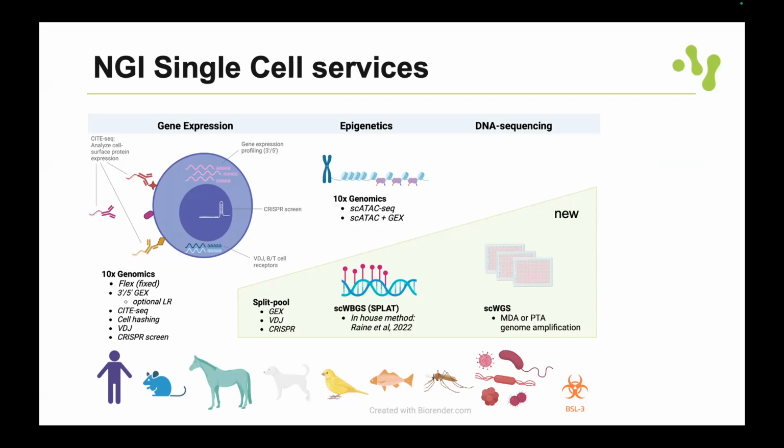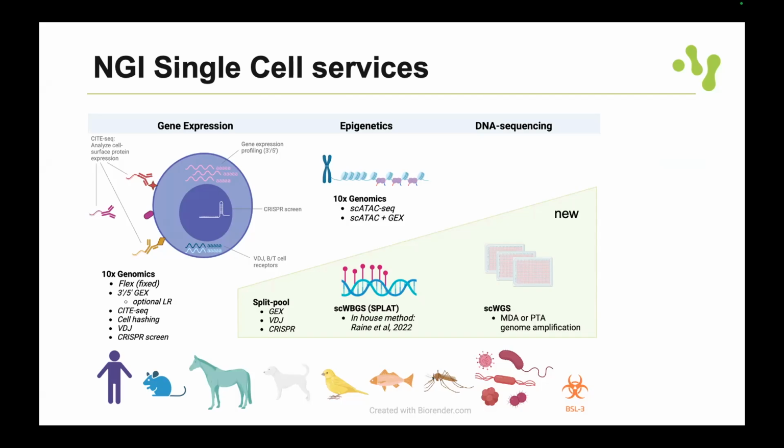Here in Uppsala, there has been developed a single cell SPLiT method that looks at methylation patterns on single cells, that could be offered in collaboration if needed. And recently we are also looking at single cell whole genome DNA sequencing, and we have tested some projects on that. So we are happy to, if anybody is interested.